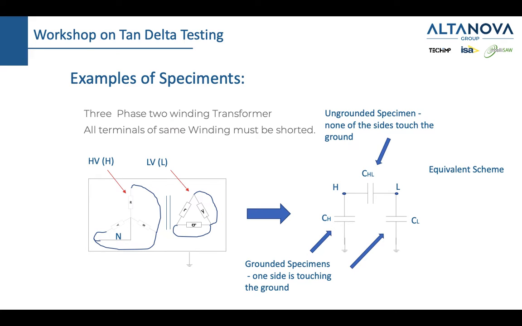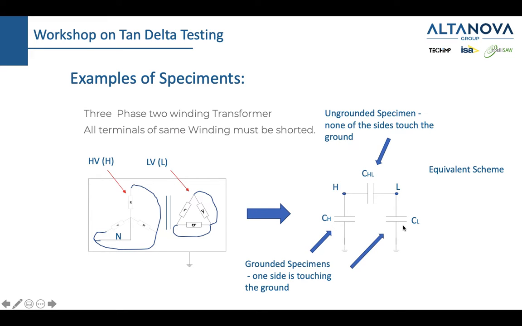So if we take a three-phase two-winding transformer and we short circuit the primary and the secondary side, as we should when we are doing the tan delta measurement, we get an equivalent scheme of a transformer insulation like we see here. In that case, we talk about CHL, capacitance, we can also call it parasitic capacitance, but we spoke about that before, between the high and the low voltage winding. Then CH, capacitance between the high voltage winding and the ground, and CL, capacitance between the low voltage winding and the ground.